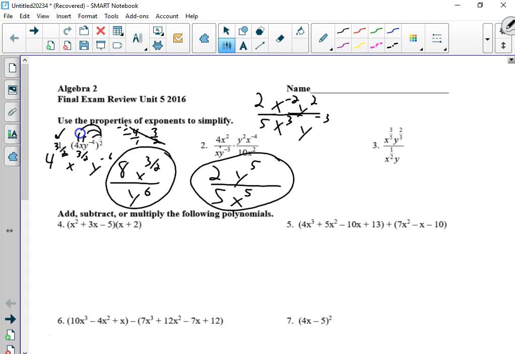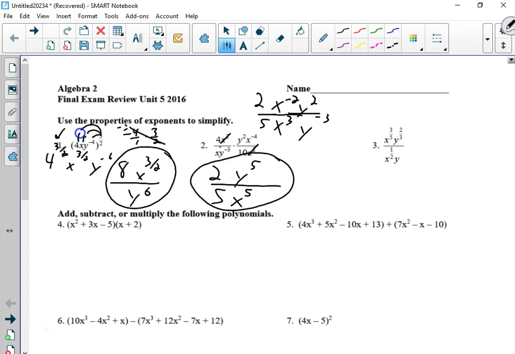Another way to go about this problem would have been I could have canceled those x's right there if I wanted to. And then move the x to the negative 4 downstairs and y to the negative 3 upstairs. So we're going to get 5. Doesn't really matter. Different way of going about it.